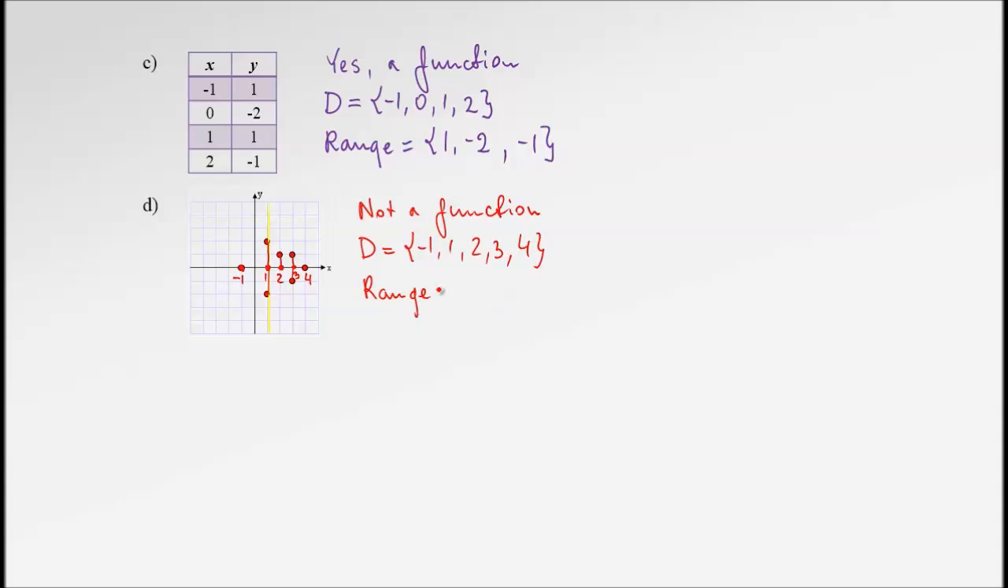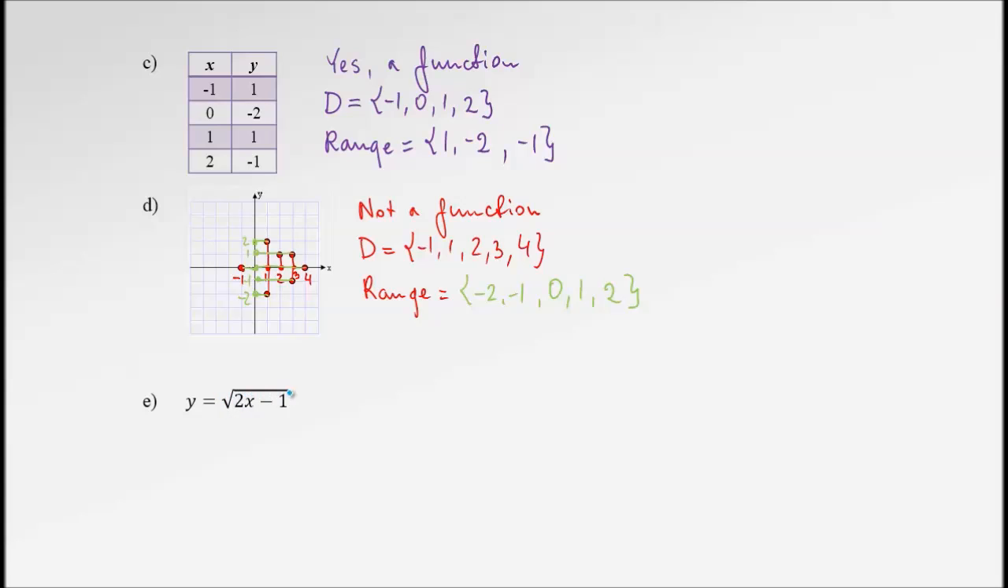And range, going to erase the vertical line. The range we can read from the y-axis after projecting all points from the graph onto the y-axis. So all those points will be taken, meaning -2, -1, 0, 1, and 2. That's the range. In the next example, our relation is given by a formula. Is that a function or not?